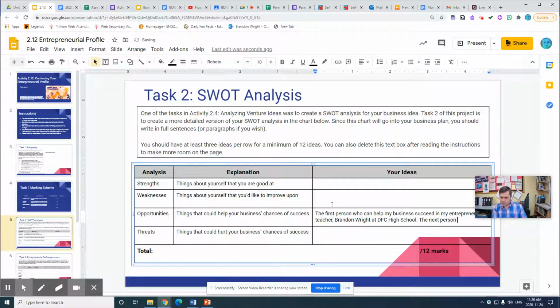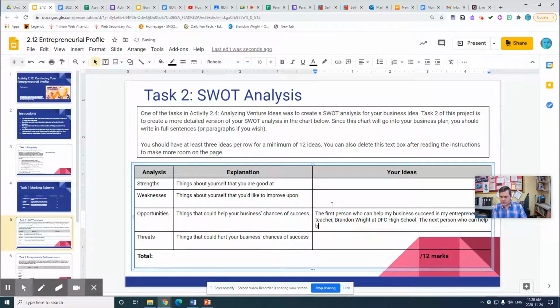The next person who can help my business, and then go into, it could be your chief and council, your band office, maybe you have a friend or a relative who is an entrepreneur themselves, but just give me 3 things that could help your business. And please write in full sentences.